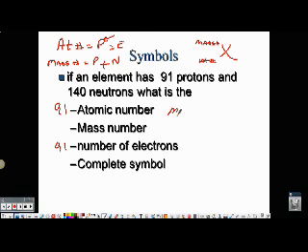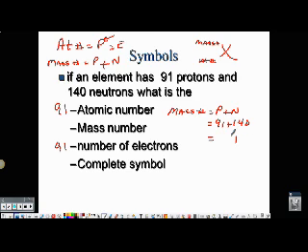The mass number equals protons plus neutrons. The protons we said was 91 plus the neutrons, which, oops, didn't mean to write neutrons, I meant to write the number. The number of neutrons is 140, so I add those together.